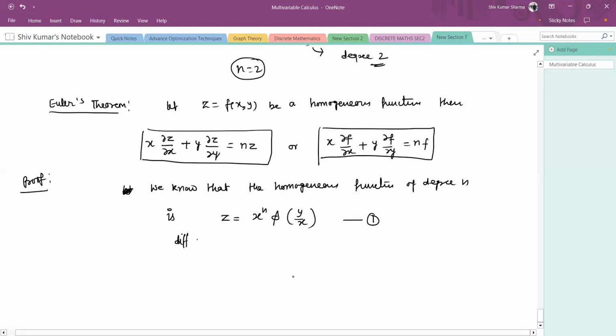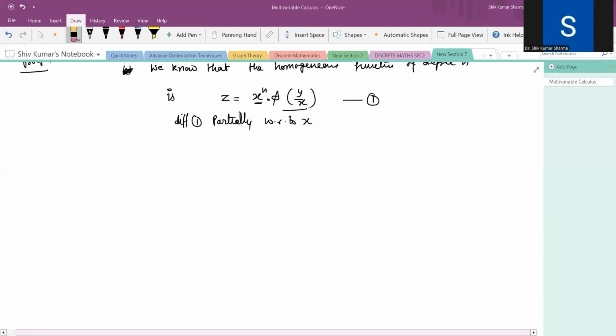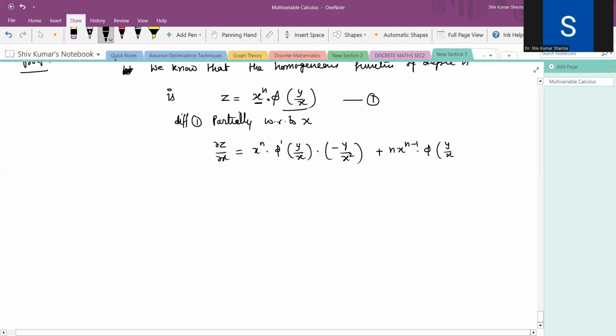Differentiate 1 partially with respect to x. When we differentiate partially with respect to x, we write del z upon del x is equal to the first function x^n and the differentiation of the second, which can be written as phi dash of y upon x into the differentiation of y upon x, which is minus y upon x square, plus the differentiation of the first, n x raised to the power n minus 1, and we write the second function as it is.